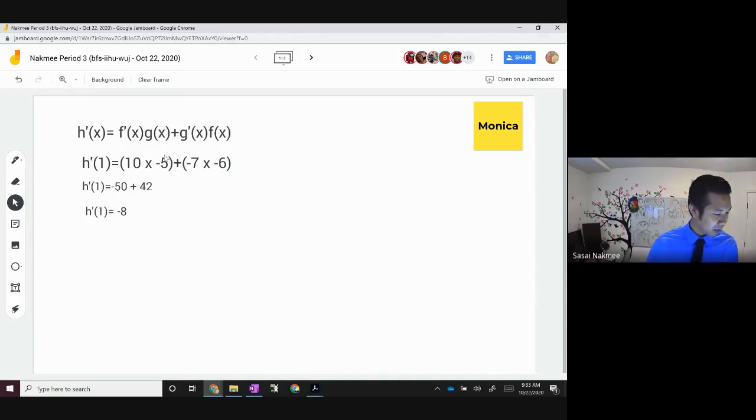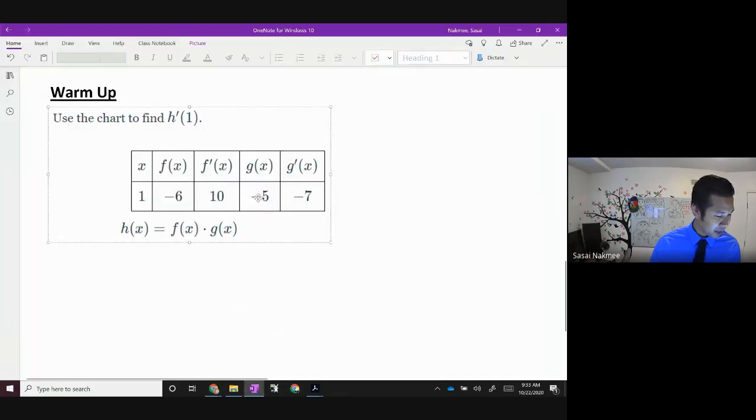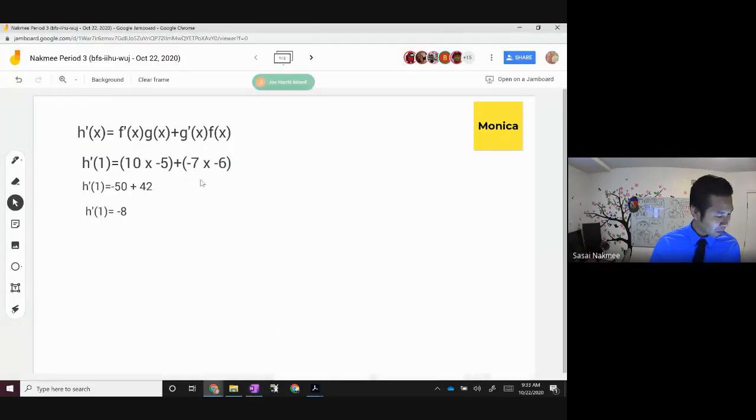All right. So now that we have f prime of x times g of x plus g prime of x times f of x, the derivative of the first function times the second function, plus the derivative of the second function times the first function, all we have to do now is plug in the values that are in the table. I'm going to assume that those are right. We have a 10 here, -5 there, -7, and a -6. So 10 times -5 is -50, plus -7 times -6, which is +42, and you get an answer of -8.